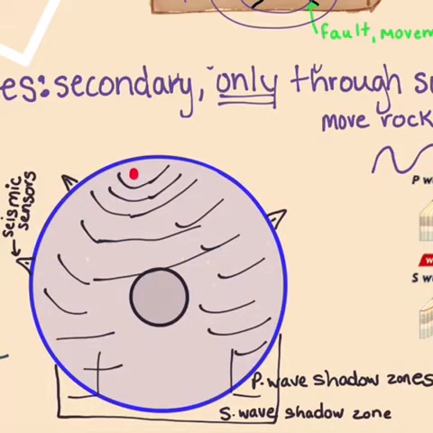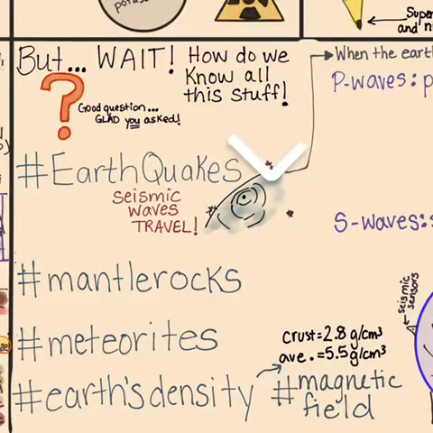Because S waves don't travel through the core, there's a large S wave shadow zone on the opposite side of the planet from where the earthquake occurred. And because P waves get bent, they slow down through some of the material, there'll be P wave shadow zones in spots. So while seismic waves are a great way to know what's inside the planet, it's not the only way we know what's inside the planet.